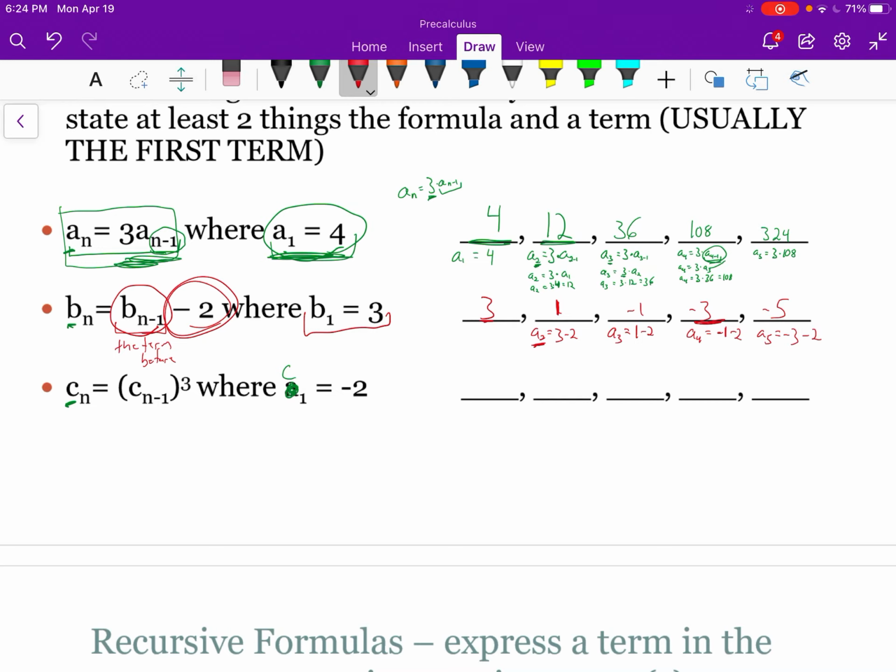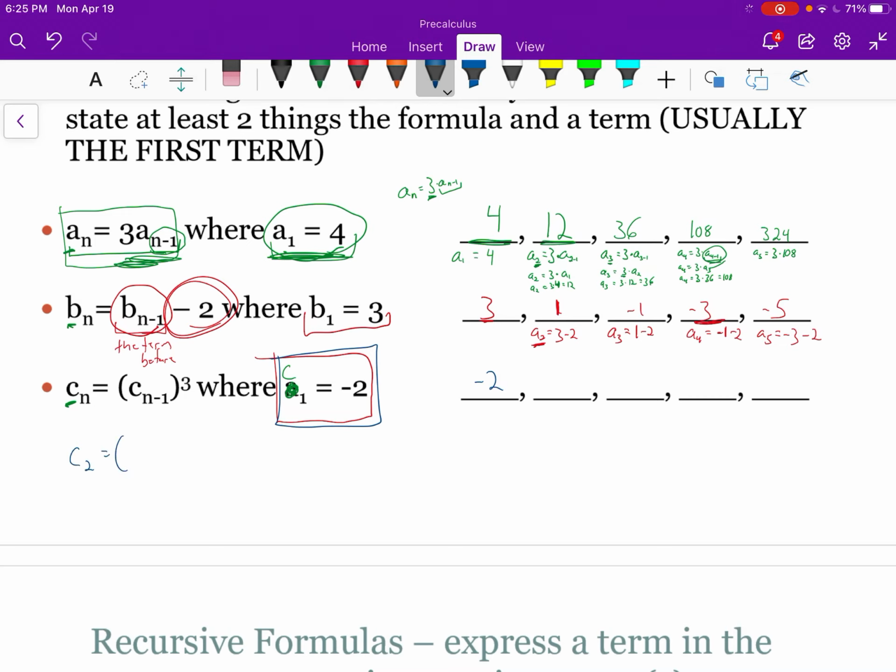Next one. Ooh, let's take a look at this. Our C sequence is defining our first term. Let's go to a different color. We'll do this one in blue. Our first term is -2. And what it tells us here, I'm going to leave ourselves a little more room.